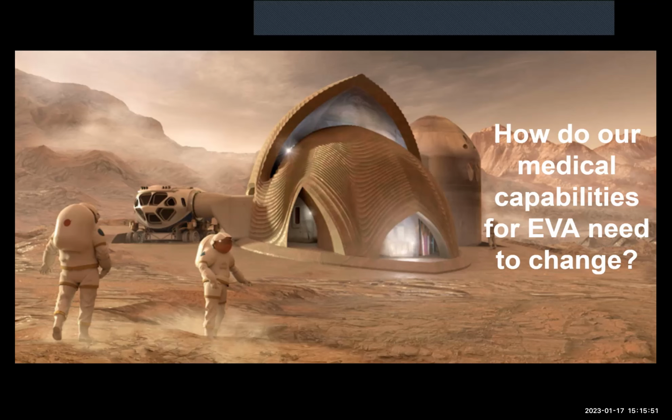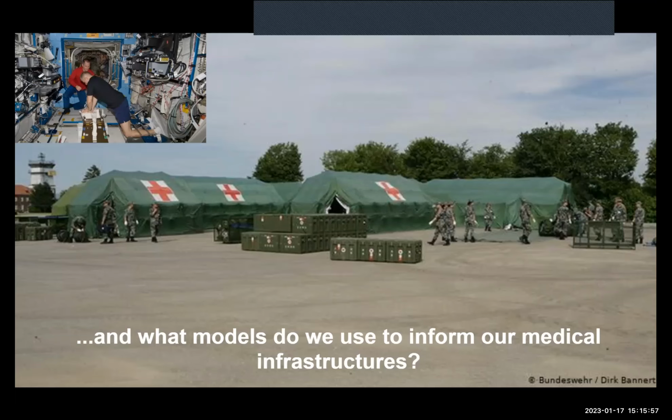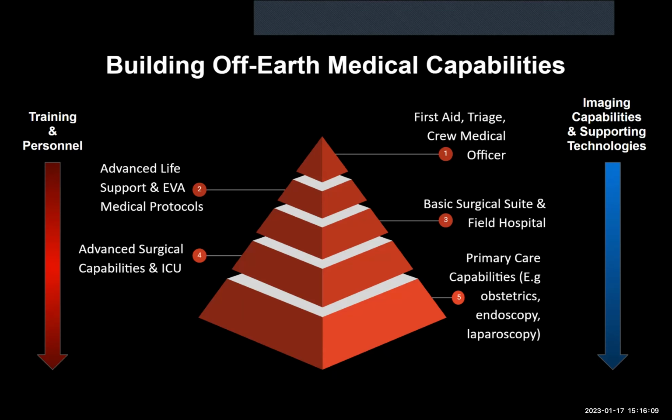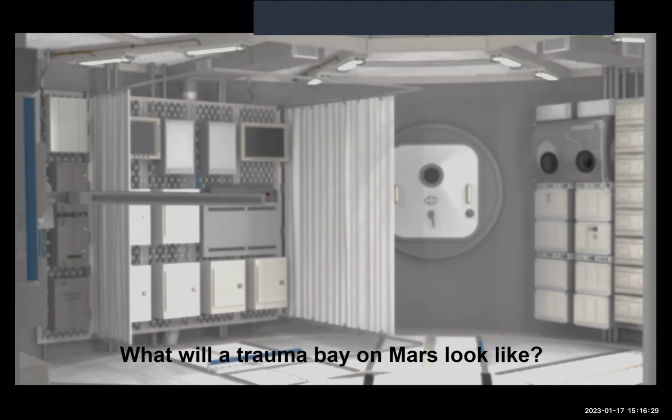We need to look at how we build up those permanent capabilities and what models we use to inform our medical infrastructure based on lessons learned in austere environments on Earth, like military deployments, refugee camps, lessons learned from ISS, how we build up the training, the personnel, the imaging capabilities and supporting technologies that get us from crew medical officer training capabilities that exist on ISS to building up advanced life support capabilities to basic surgical capabilities to a full-on ICU. And then keeping in mind our design principles of low mass, low volume, low power, easy to use, hardy. And then we also have to ask the practical questions.